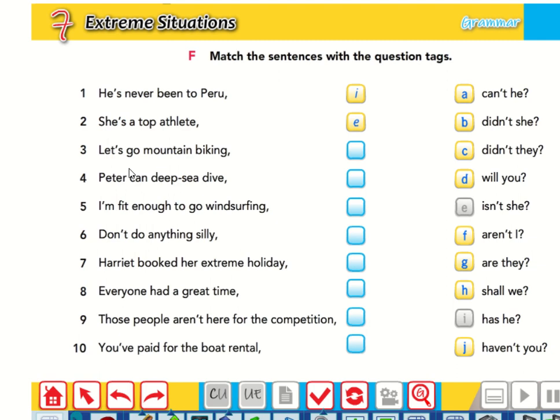Now let's move on to the next one. Let's go mountain biking. This is a regular question tag. Let's go mountain biking. So we have to look for shall we?